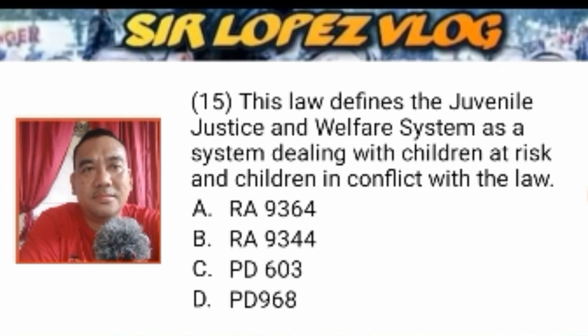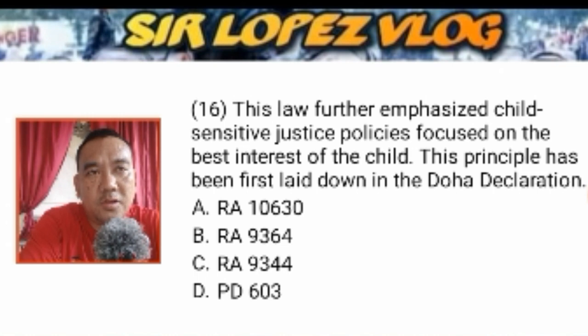Number 16. This law further emphasizes child-sensitive justice policies focused on the best interests of the child. This principle was first laid down in the Doha Declaration. Letter A, RA 10630. Letter B, RA 9364. Letter C, RA 9344. Or letter D, PD 603.